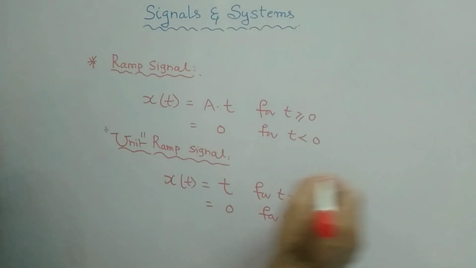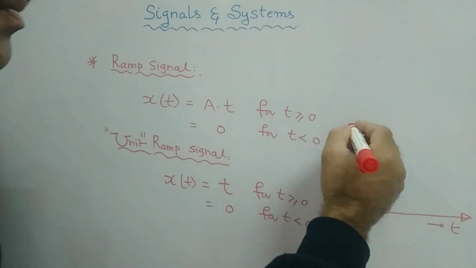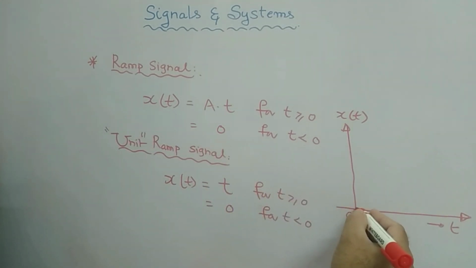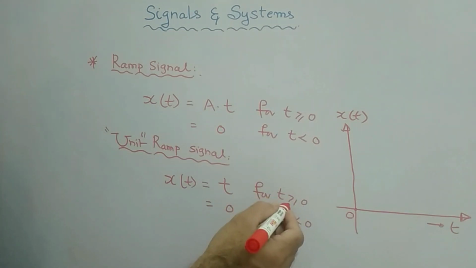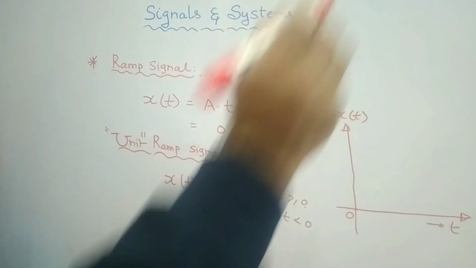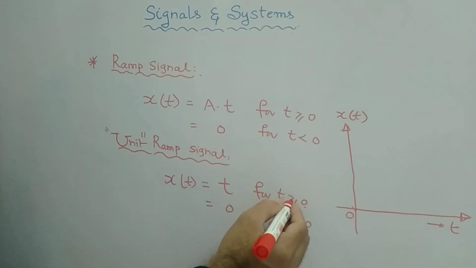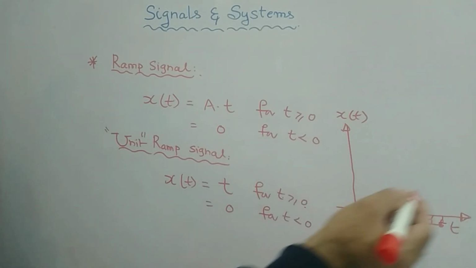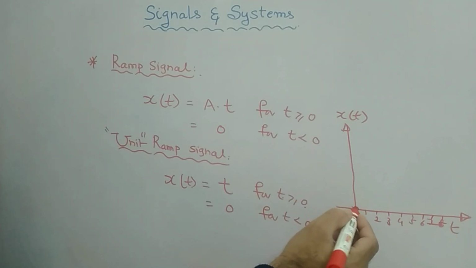It looks like a ramp. I think you already know it. If you draw the graph, the x-axis is time and the y-axis is your signal x of t. For t greater than or equal to 0, t starts from 0 and goes up to plus infinity. Mark 1, 2, 3, 4, 5, 6, 7 and so on. For t equal to 0, the value of x of t is 0.